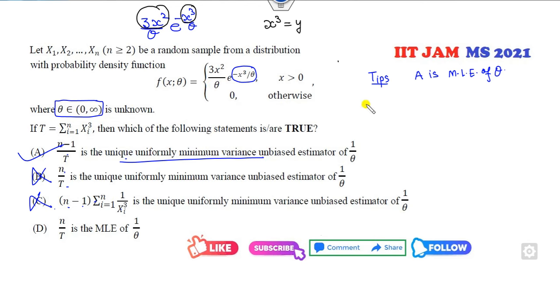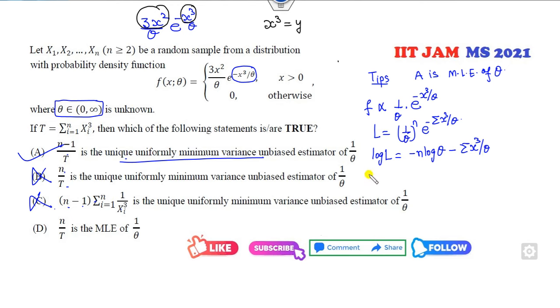So I can define the likelihood function, which depends totally on theta, with e raised to the power x cube over theta. So I can define the L, which is the summation of x cube over theta. Now I can take the logarithm. It is minus n log theta minus summation x cube over theta. Now take the derivative equal to 0. It is minus n over theta. This value is my T. So plus T over theta square is 0.